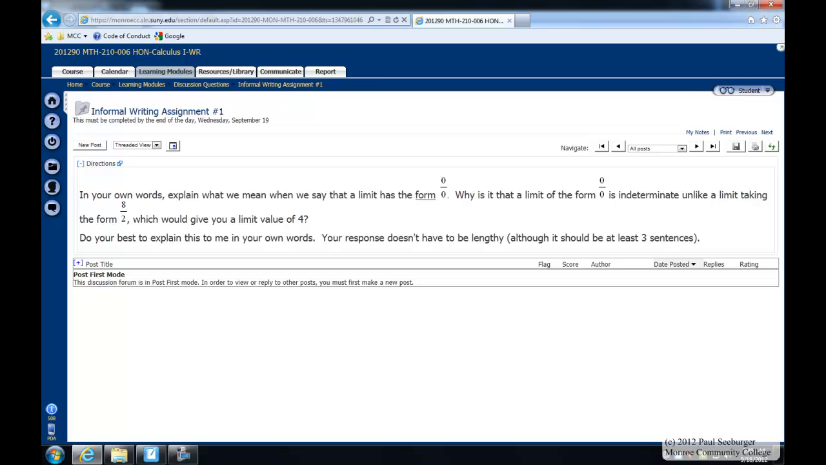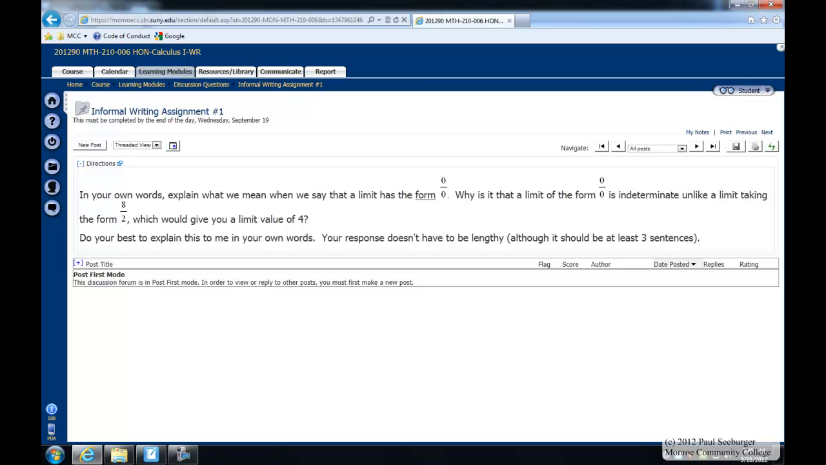So it says, in your own words, explain what we mean when we say that a limit has the form 0 over 0. Why is it that a limit of the form 0 over 0 is indeterminate, unlike a limit taking the form 8 over 2, which would give us a limit of 4? Do your best to explain to me in your own words. So you're not necessarily looking this up anywhere, right? You're just trying to explain it based on what we've been talking about, what we've learned.